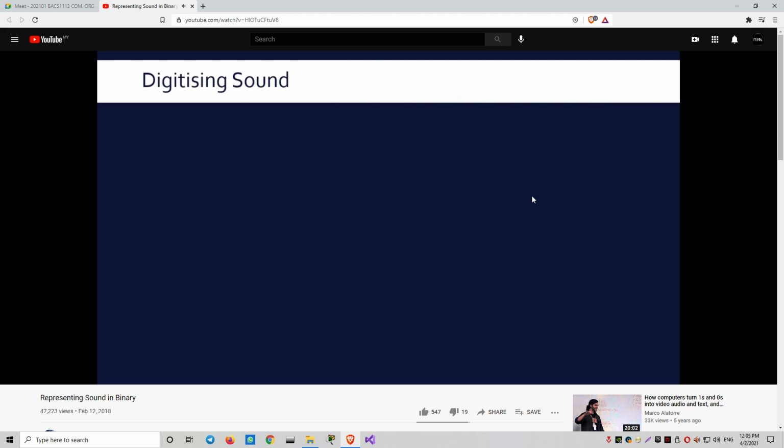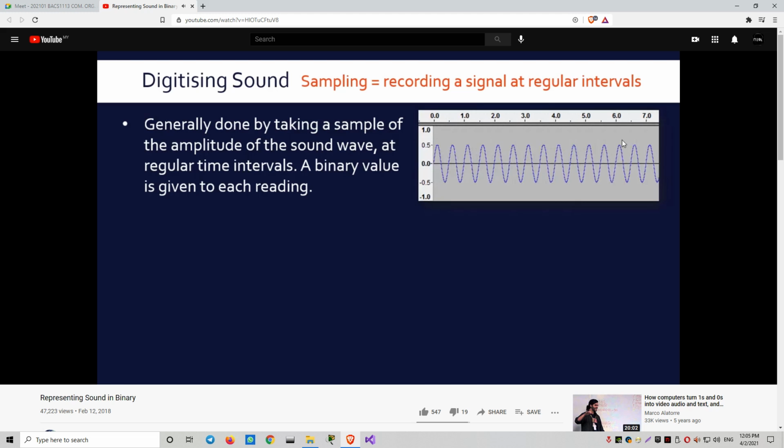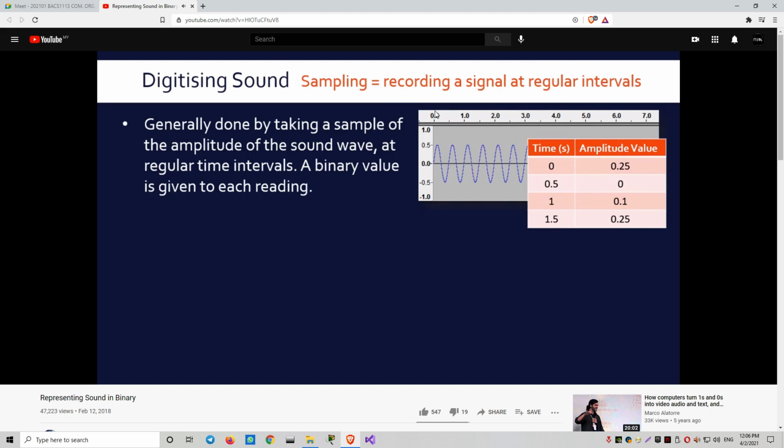this process. So in terms of how we do this for sound, this is generally done by taking a sample of the amplitude or height of a sound wave at regular time intervals, and then we assign a binary value to each reading. So sampling is recording a signal at regular intervals, and this is the key bit, regular intervals. So we've got a sound wave here, just a sine wave for the basic example. Obviously most sound does not look like this, and we at set time intervals. So here we've got a set time interval of 0.5 seconds, which is very unrealistic because it'd be an awful quality recording. And then we record the amplitude value at each position, and this amplitude value is in decimal here, but we'd convert it to binary, of course.